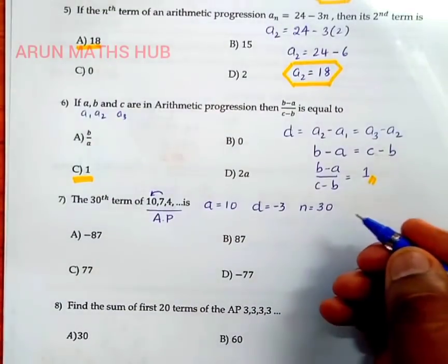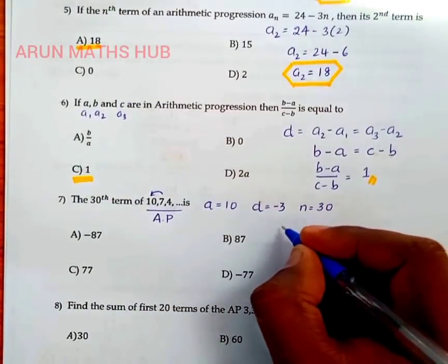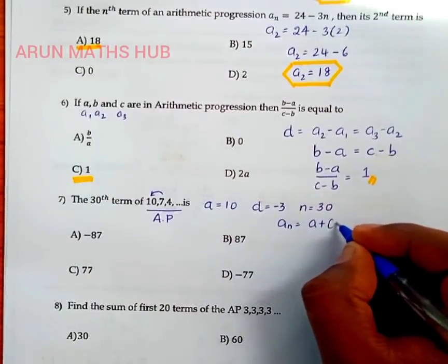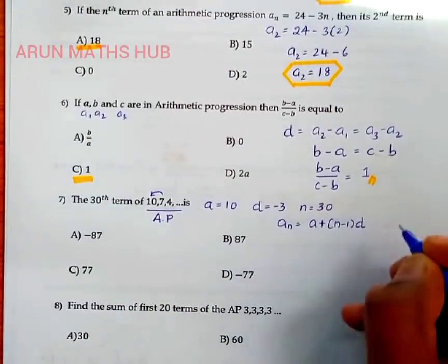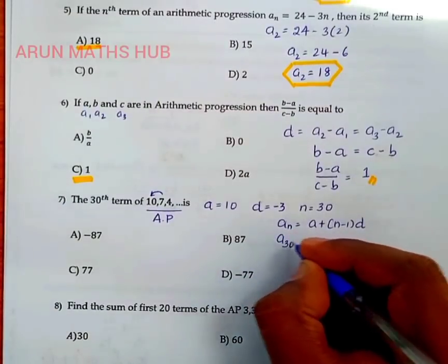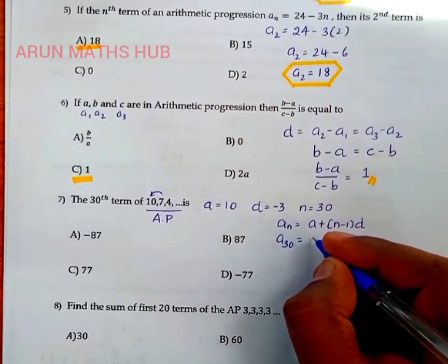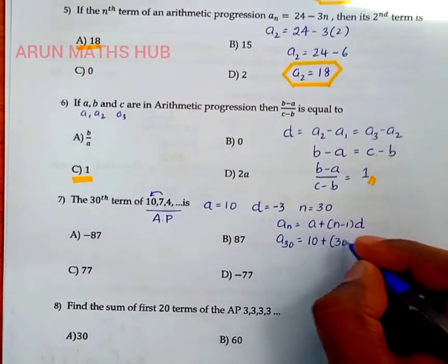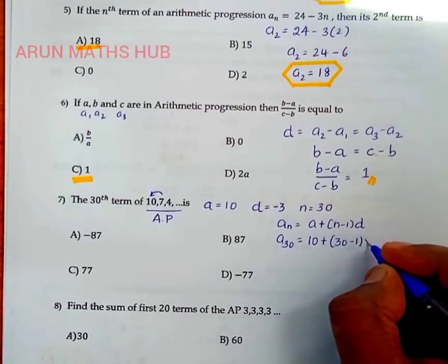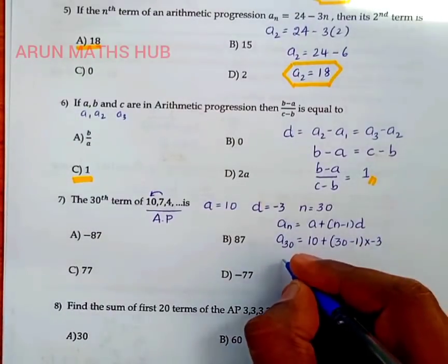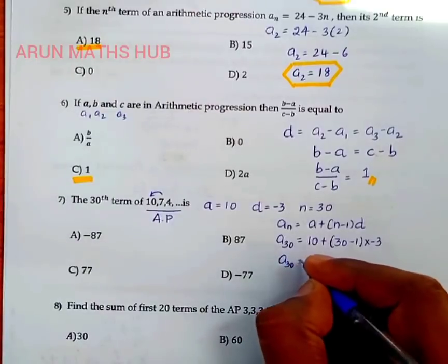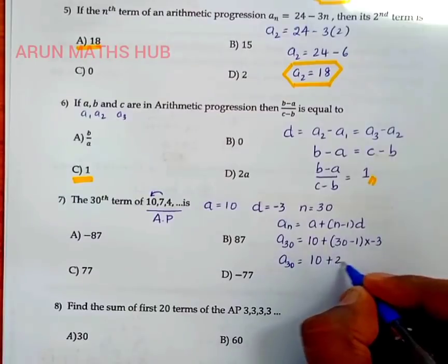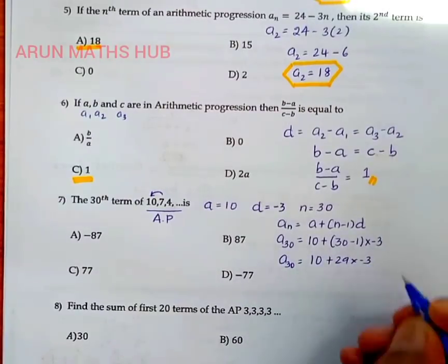We need to find the 30th term, therefore n equals 30. The nth term of an AP is an equals a plus n minus 1 into d. Otherwise, you can directly find it using the general formula: a30 equals a plus 29d. Now substituting the values of a, d and n, a30 equals 10 plus 30 minus 1, that is 29, into minus 3.